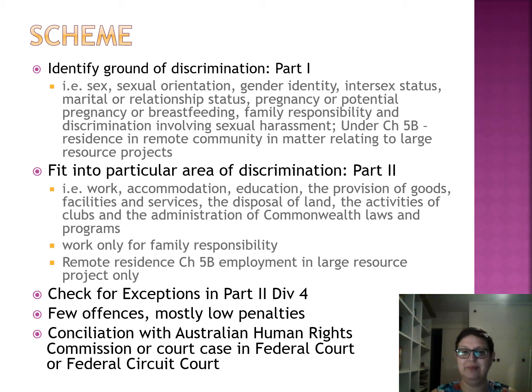So the scheme is that, one, you have to identify the ground of discrimination. So you can see the list there. If you are one of those people who that relates to, then you move on to step 2 and you show, for example, if you're arguing discrimination on the basis of sex, were you discriminated in one of these listed areas from Part 2? Work, accommodation, education, the provisions of goods, facilities and services, the disposal of land, the activities of clubs, and the administration of Commonwealth laws and programs. So it doesn't cover everything. It only covers these areas. And again, family responsibility as a ground is only for work, and remote residence is only a factor in large resource projects.